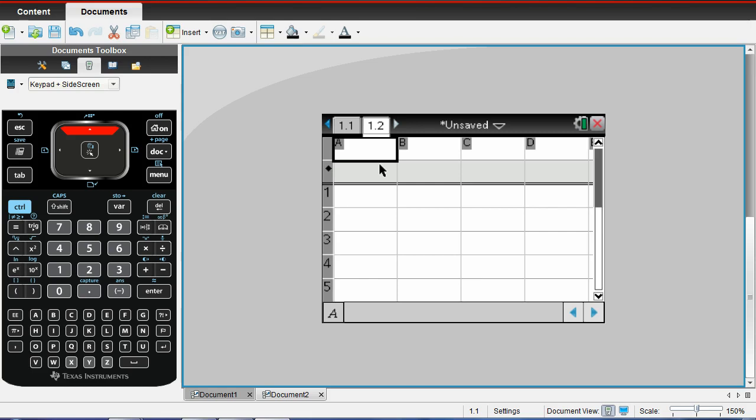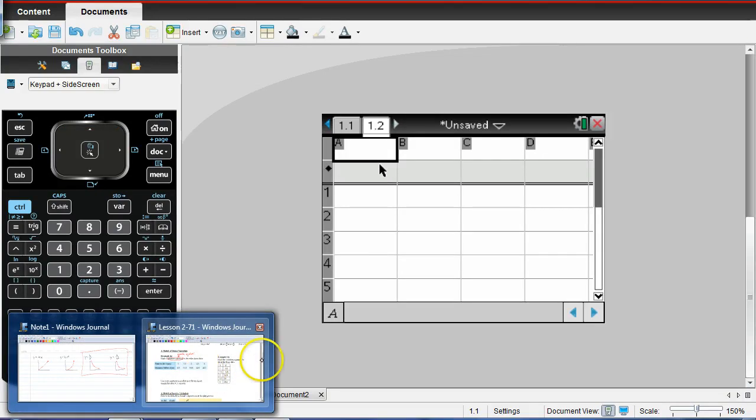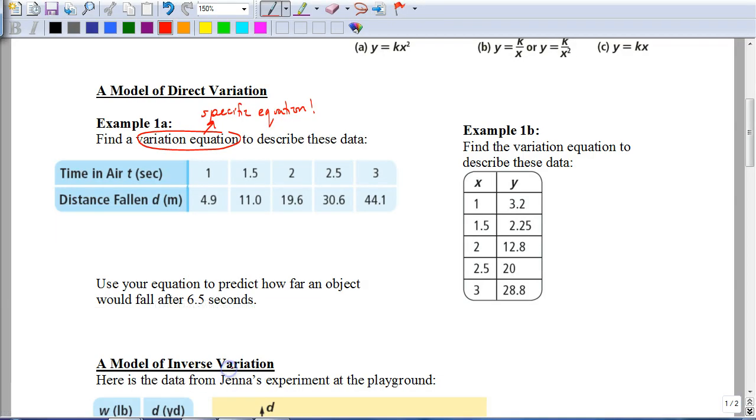We're going to call this the data that we're going to look at. I'll bring that back up again so you can make sure you get that down. You might want to pause the video so you can write down these numbers. But we're going to graph this first table here that's comparing the time in air, which is t in seconds, and the distance fallen, which is d in meters.